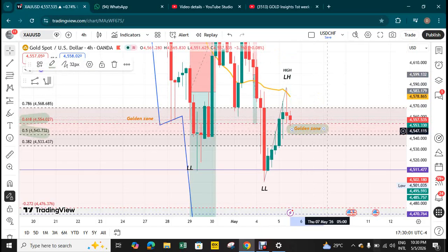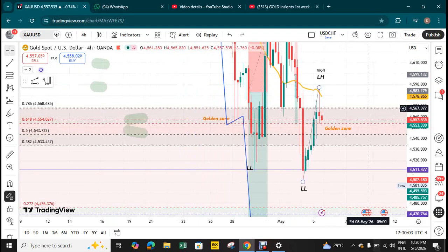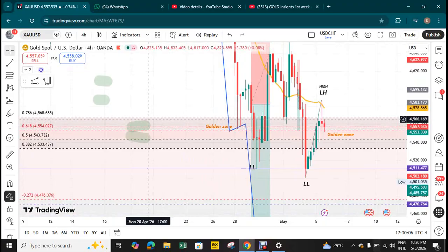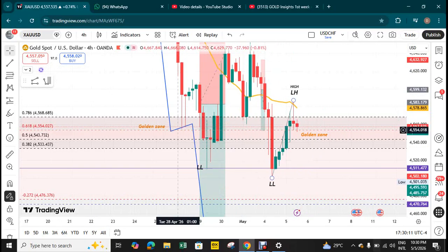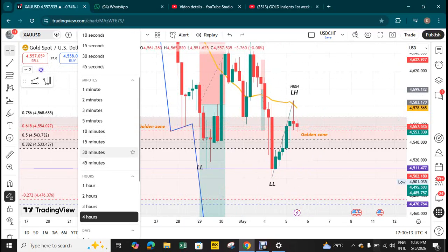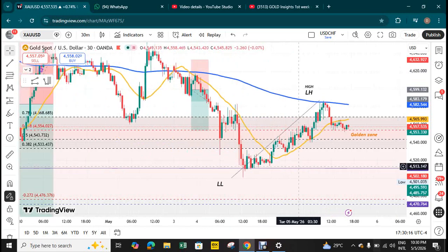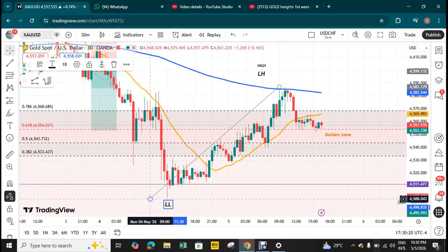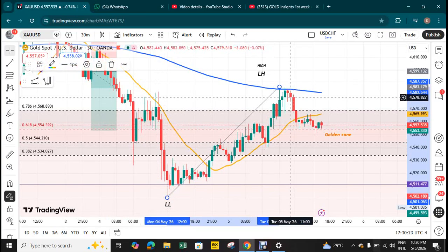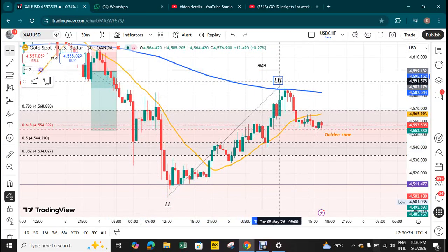So now I'm going to go towards the 30 minutes time frame. Let's see if we had any criteria checked. Let's go there and see what the market did there. Okay, now we can see clearly. Now let's zoom in more. We can put it here, we can let it touch. So this is our lower high, this is our high.